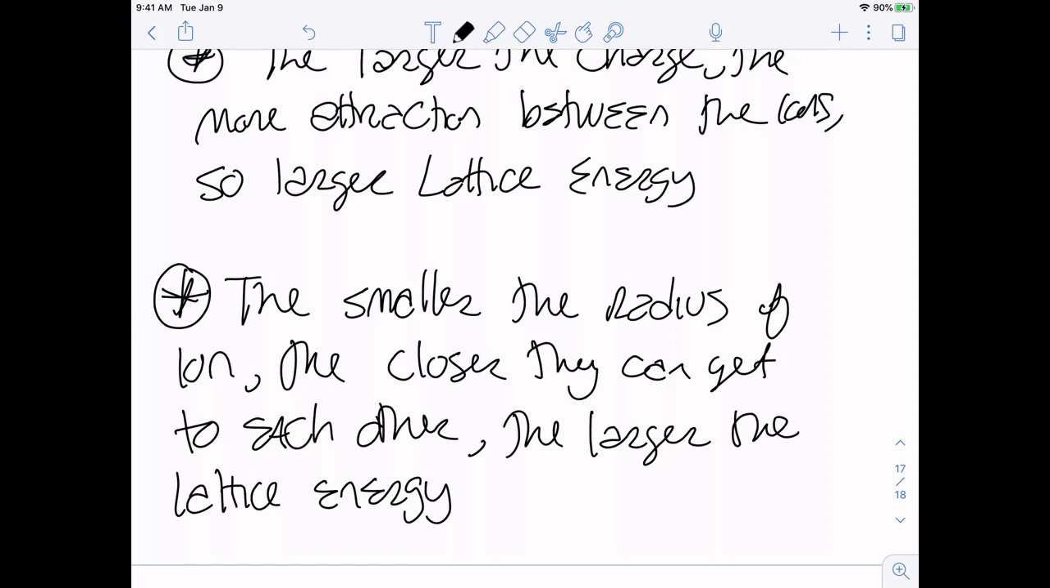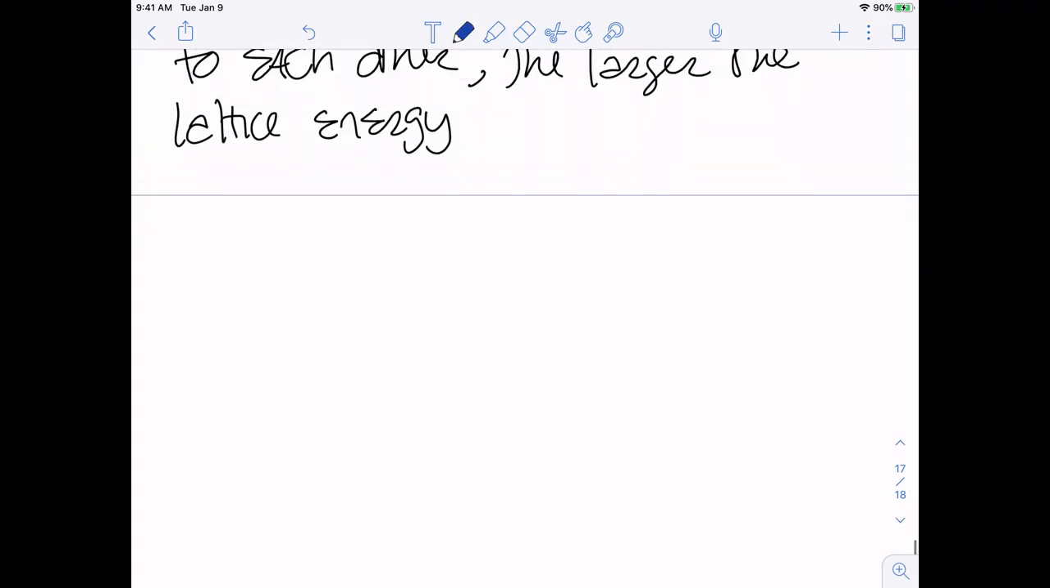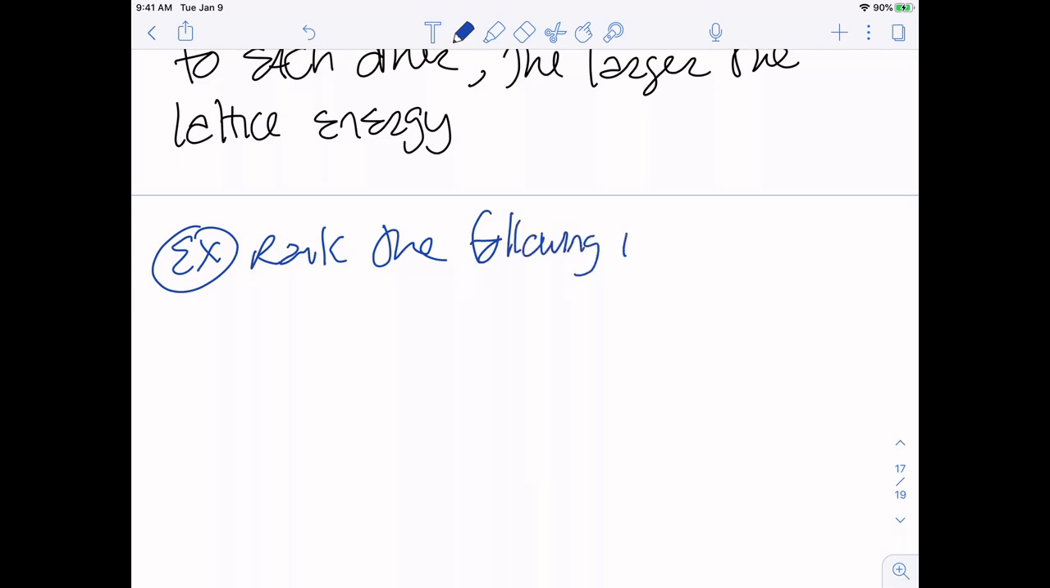So let's look at some examples. We're going to rank the following in order of increasing lattice energy.